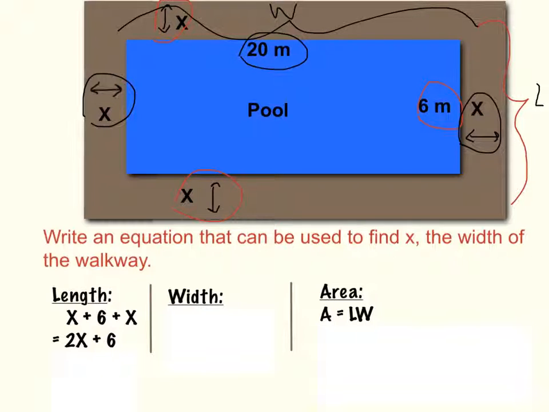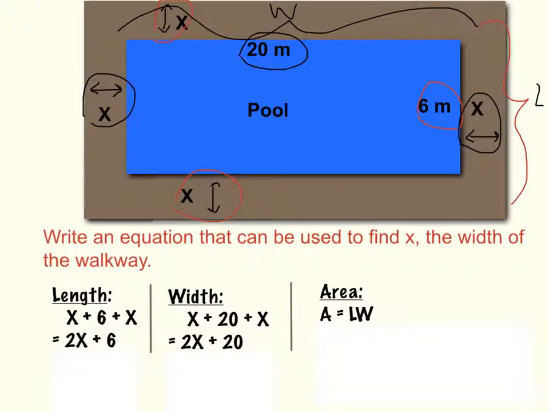If we add up all the pieces that go side to side on our rectangle, we have an x plus a 20 plus an x. So it was x plus 20 plus x that make up our entire width of the rectangle. Combining like terms, that means the width of our rectangle is 2x plus 20.